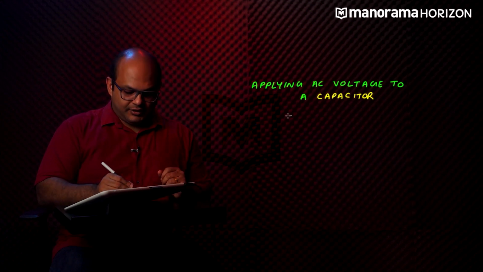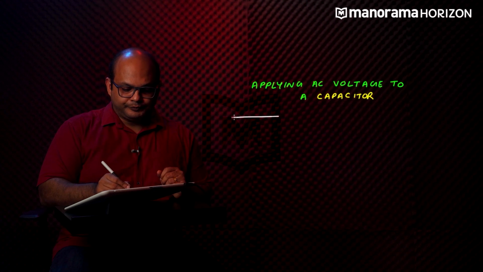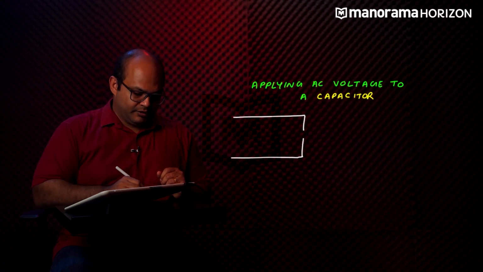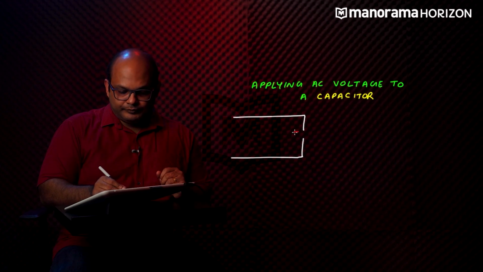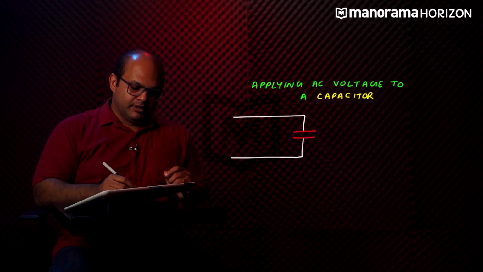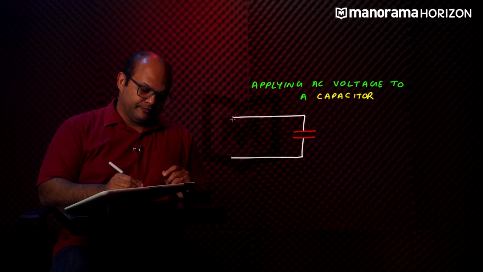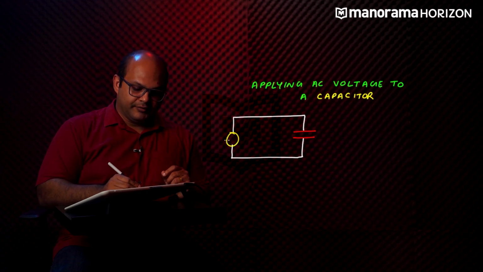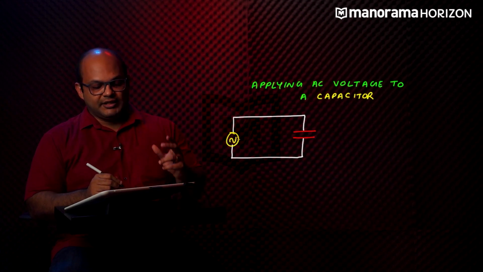So here we have a simple circuit containing a capacitor, and this capacitor is connected to an AC source. So this is our AC source. It is giving you an AC voltage waveform.